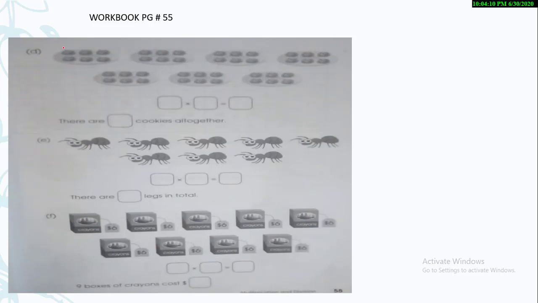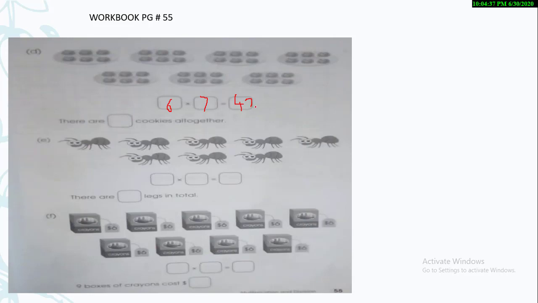So let's read it. There are 6 items in each plate, so you will write 6. And how many groups are there? 1, 2, 3, 4, 5, 6, 7. Yes, 6 sevens are... 7 is an odd number, so we can't use the trick. You need to learn it. I know the table, so I'm mentioning 6 sevens are 42.